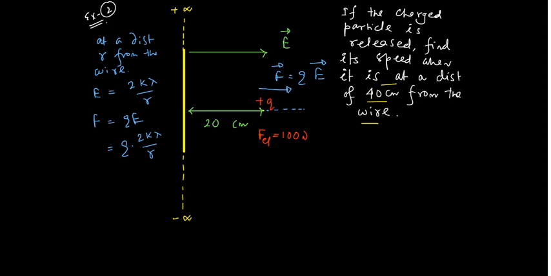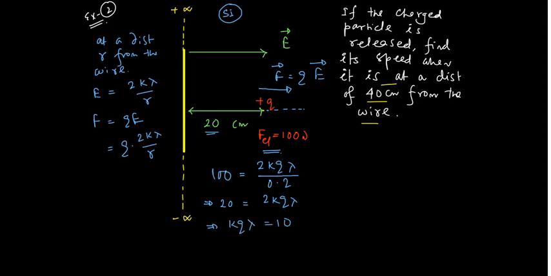Now one piece of information is already provided. I told that the electrostatic force is 100 Newton when it is at 20 centimeter away. Essentially, all the calculations we do in the SI system, so this centimeter we have to convert into meter. So I will write that 100 is equal to 2kqλ divided by 20 centimeter, which means 0.2 meter. If I multiply, it will become 20. 20 is equal to 2kqλ. So from there, the kqλ value we are getting to be 10. Now we will use that result later in the due course of the question.